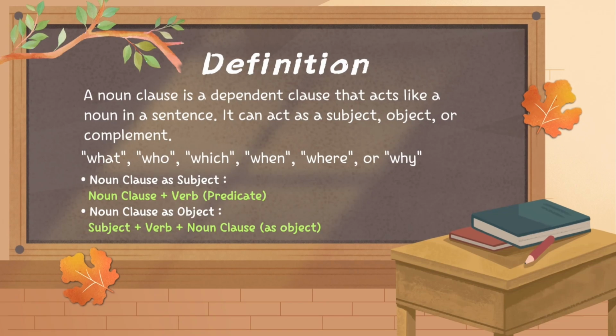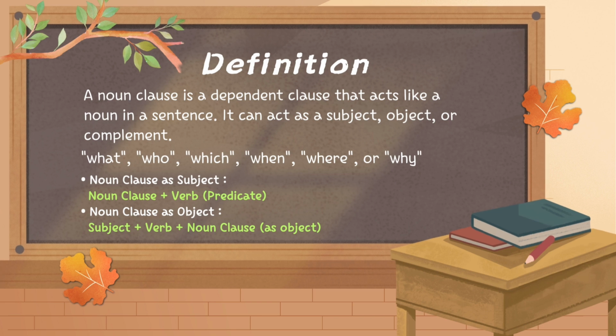First up is the noun clause. So, what is it? A noun clause is a dependent clause that acts like a noun in a sentence. This means it can serve as a subject, an object, or a complement. Noun clauses are often introduced by words like that, what, who, whether, or why. Here are a few specific ways noun clauses can appear in sentences.